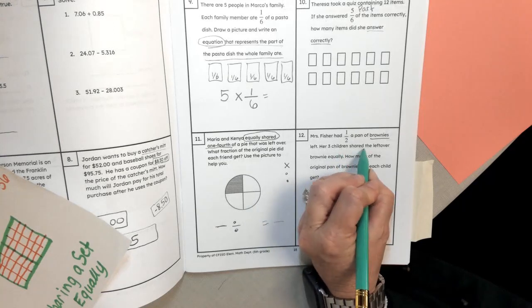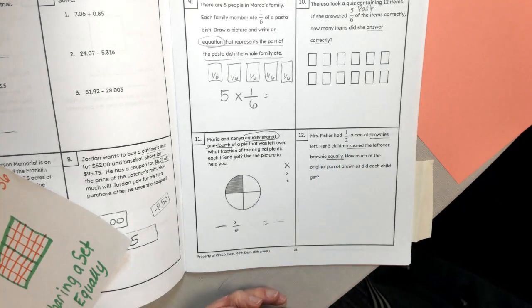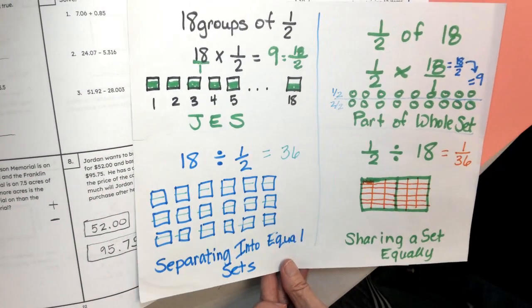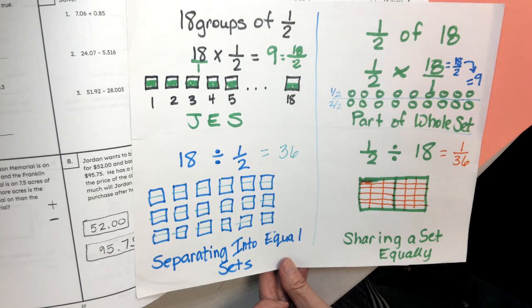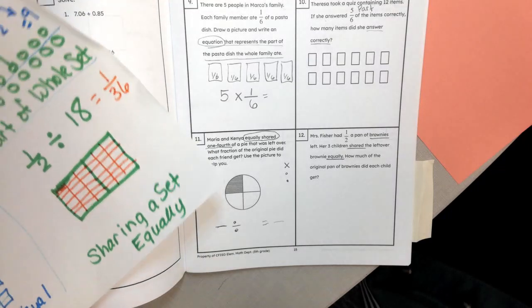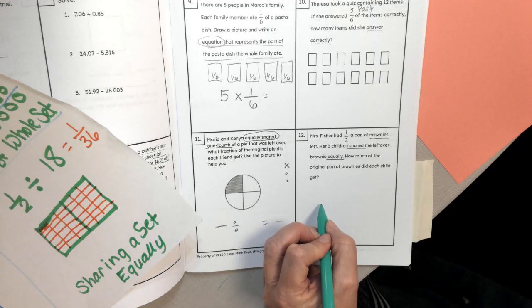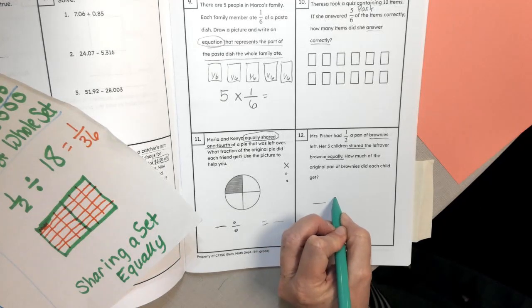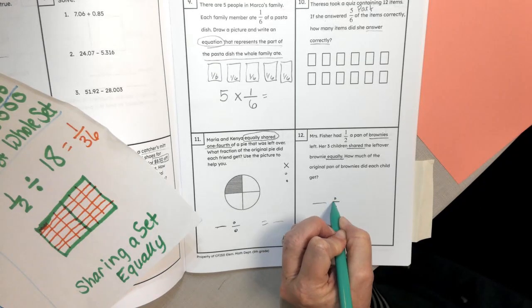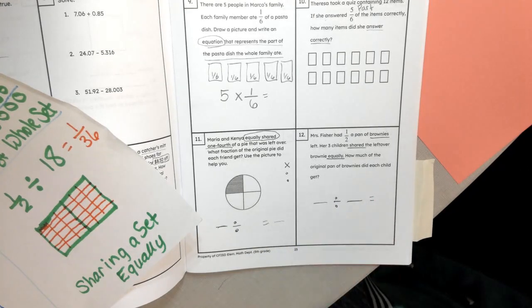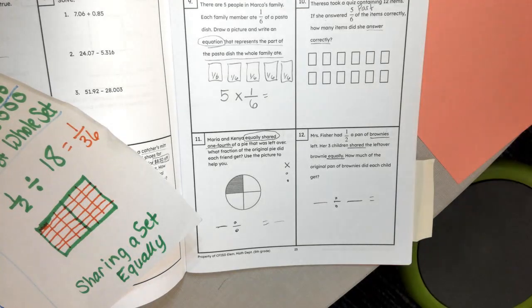Brownies shared equally. I'm going to go back to my poster and think about, well, what action is that? Find the action and set up the problem. Go back. What is being shared? It's being shared equally, so we're going to divide. How is it being shared? And find your answer. Pause the video, solve for the answers, and then go check with your teacher.